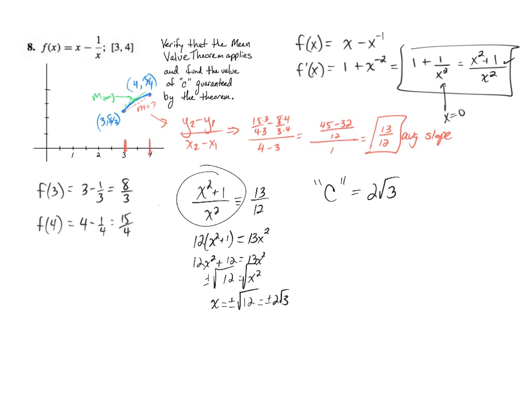So there you go on that. And again, just to be clear, the value of c has to exist somewhere between 3 and 4. I'm going to say that 2 root 3 is going to be somewhere around there, and that's the place where our curve is going to achieve the average rate of change that was achieved by the curve over that interval.